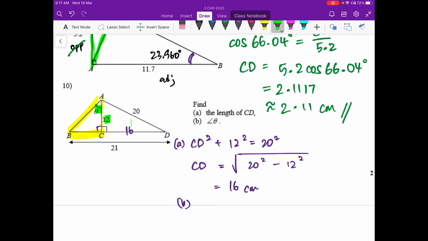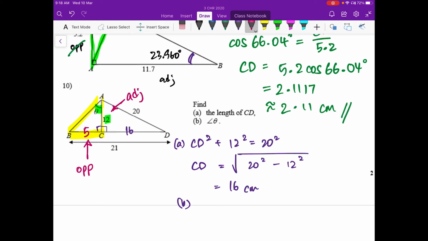So with this 16, it is related to the 21. 16 and 21, the remainder is 5. So in my yellow triangle, 5, 12, theta. With respect to theta, the value 5 over here is called the opposite. The value 12 is the adjacent. So I have the opposite and adjacent.